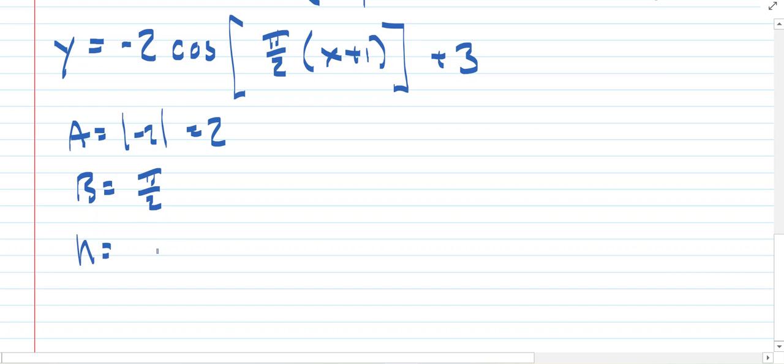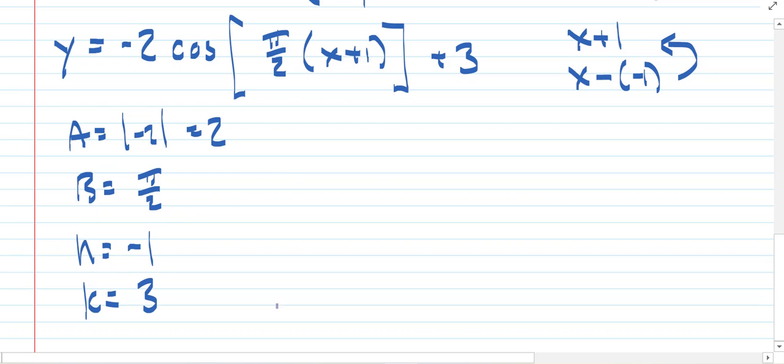H now is going to be -1 because x plus 1 has to be written as a minus. So that's x minus a -1. But we wouldn't write it like that. We would write it like x plus 1. K is equal to 3.